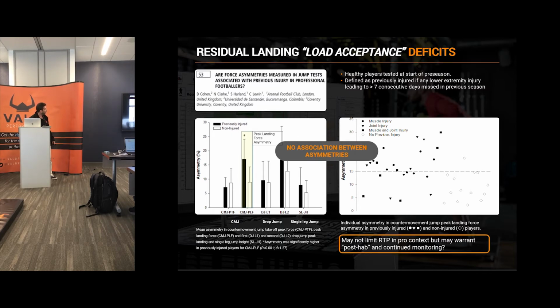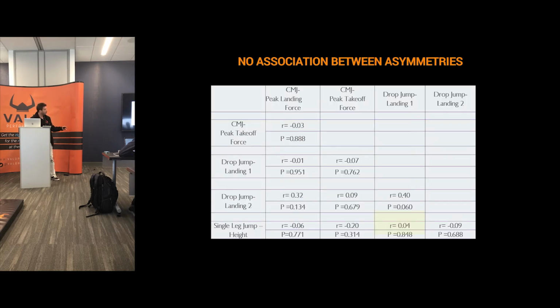The other thing that was important was that those asymmetries that we measured, there was no association between any of them, except for the first and the second drop jump asymmetry, same test and both landings. But no association between single leg jump height asymmetries and peak takeoff, and the details are here, but I won't spend long on that. The only one that was close was between drop jump landing 1 and 2. But you can see the P values, the R values. For example, peak takeoff force asymmetry and peak landing force asymmetry, R of 0.03, no association.